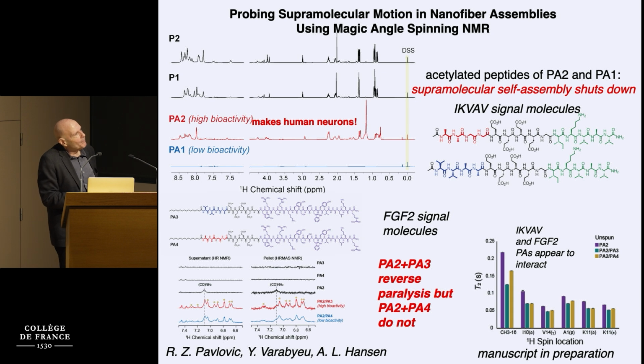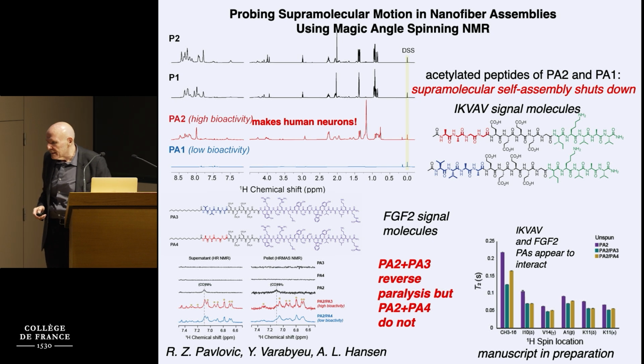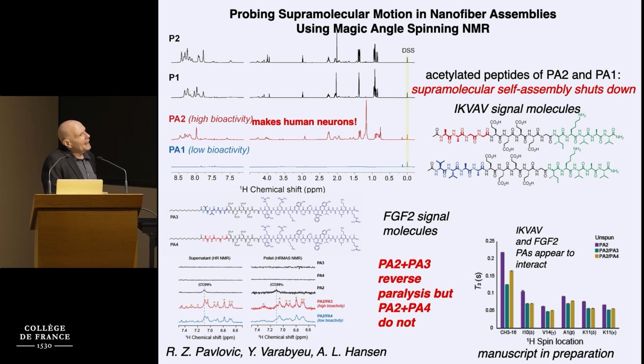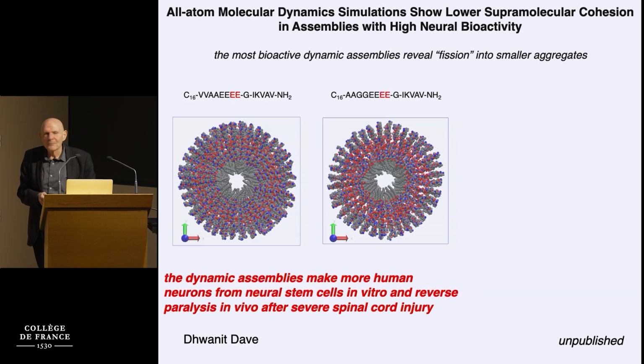The other thing, the aromatic protons of the FGF2 signal, because they are tyrosines in that peptide sequence. You don't see anything in the pure FGF2, but when you mix the two peptide amphiphiles, now you see aromatic peaks, which proves the co-assembly, which is very interesting. And here you see what I told you earlier, that one combination of two PAs reverses paralysis and the other one does not. So all of this is consistent with the NMR signals.